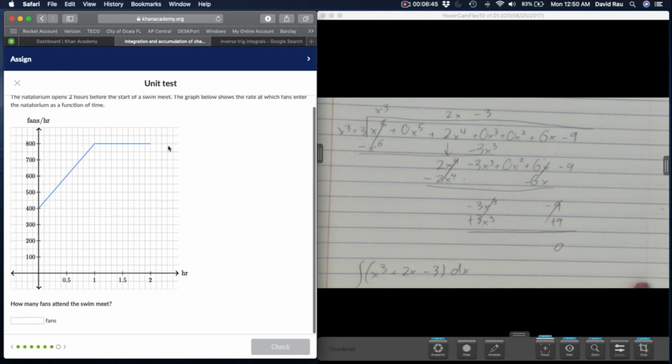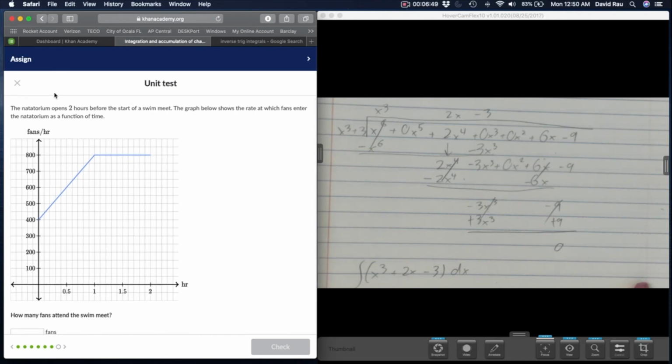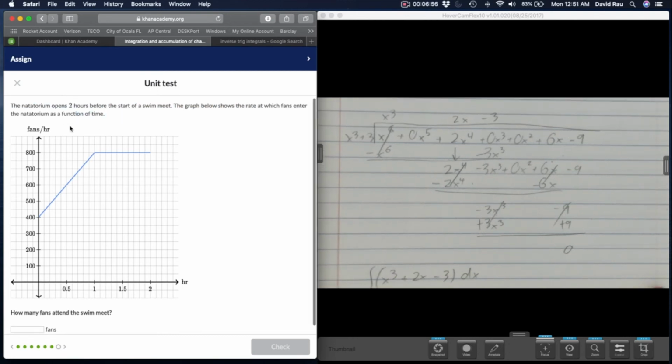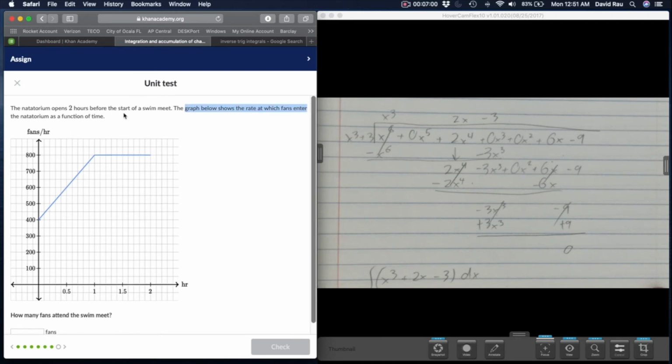2 more questions. All right, how many fans attend the swim meet? This question is just showing the rate at which fans enter the stadium. In other words, remember that integration is an area question. If we're looking at a rate, remember that that's like fans per hour. So the y-axis is fans divided by hours.